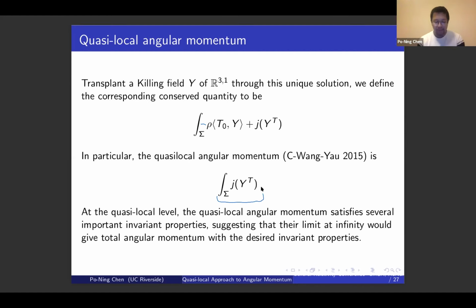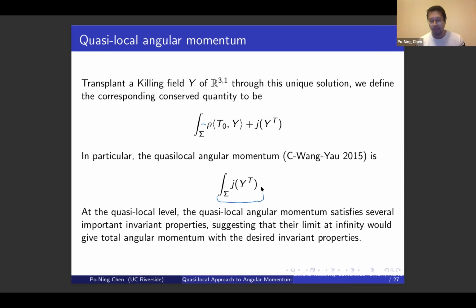So even at the quasilocal level, this quasilocal angular momentum satisfies many nice invariant properties. For example, for surfaces in Minkowski space, rho and J will be 0 since you're taking the difference of something to itself. So all the conserved quantities will be 0. In particular, since everything is 0, there's no supertranslation ambiguity. In fact, you don't even need a flux. The angular momentum for any surface is 0, so there's no ambiguity at all in change of coordinates.